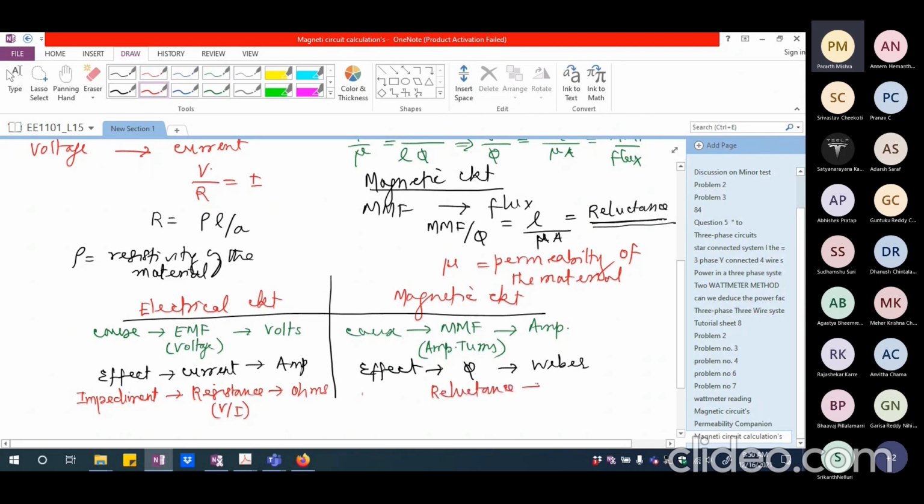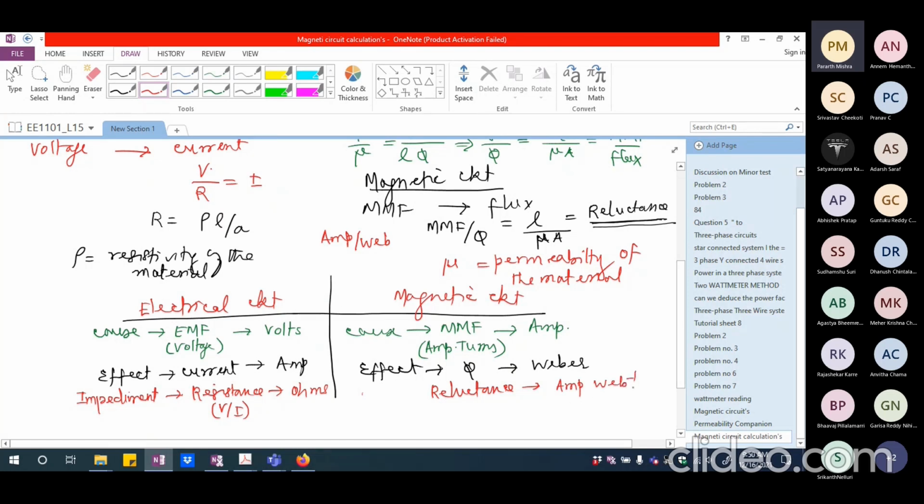And its unit, let's try to see, this is ampere per Weber. So I'm going to have ampere per Weber, right? We said Weber per ampere is Henry. So you can call reluctance Henry power minus 1. Is it ampere per Weber? Yes, this is ampere per Weber. So the reluctance unit is ampere Weber power minus 1.